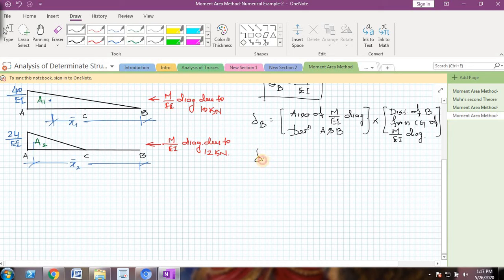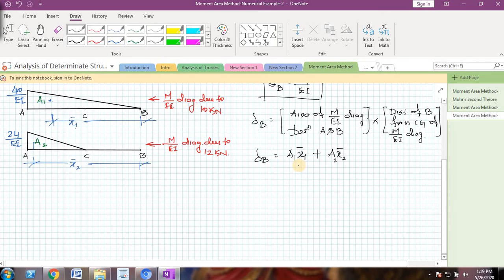Now as per this equation, it is very simple to write. When I refer to the first M by EI diagram, the area of the M by EI diagram between A and B, that is A1, is multiplied by the distance of B from the CG of the M by EI diagram, that is x1 bar. So A1 x1 bar is regarding the first diagram. Similarly, plus, because we have one more M by EI diagram, the area between A and B is A2, and the distance from point B to the CG is x2 bar.